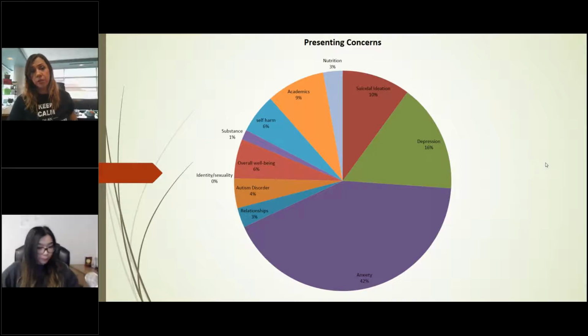Self-harm, so these are students who are self-harming. That's 6%. Students coming in with academic concerns are 9%. Academic concerns, there's always a referral typically attached to that, where I'll send them to the Academic Learning Center, let them know what their resources are in residence and on campus. Nutrition, 3%. And then suicidal ideation, 10% of what I was seeing.